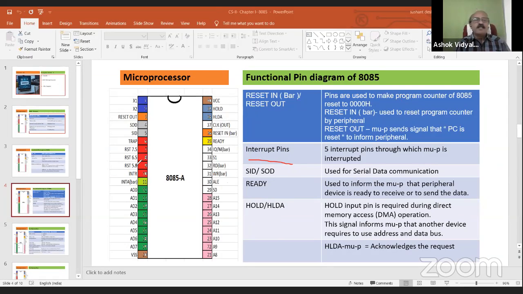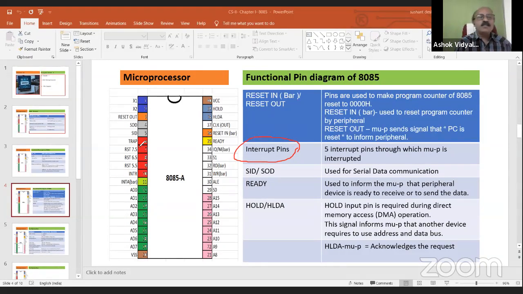The next are the interrupts. See, these are the interrupts: Trap, 7.5, 6.5, 5.5, and INTR. 1, 2, 3, 4, 5. There are basically 5 interrupt pins in the microprocessor. Now, what is this interrupt? This interrupt is a very, very simple concept. There are two types of interrupts, software interrupt and hardware interrupt.